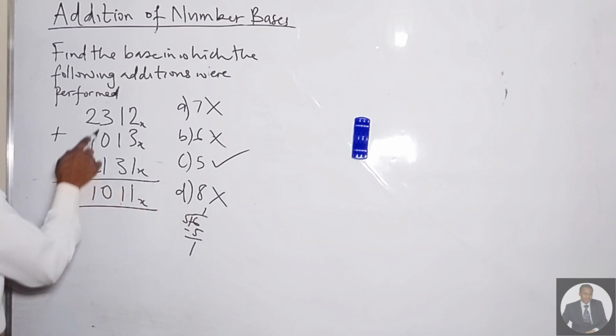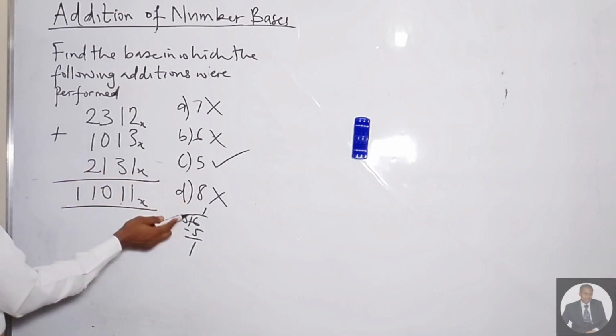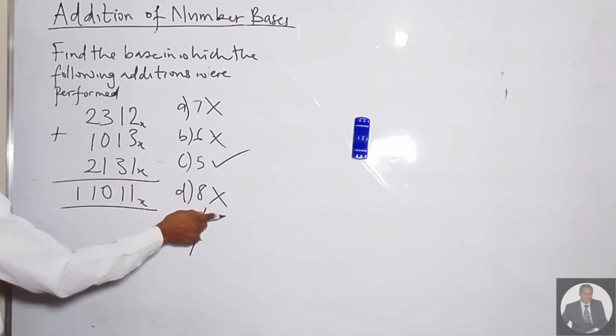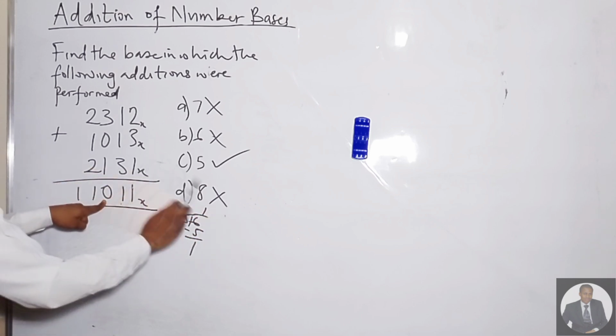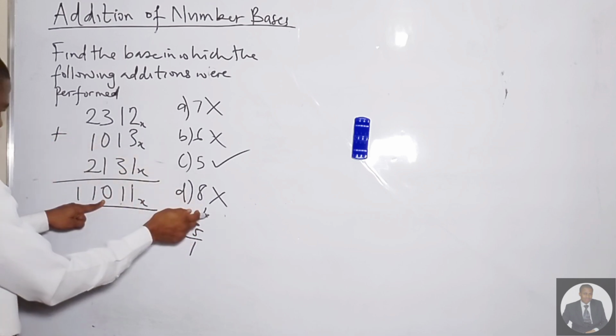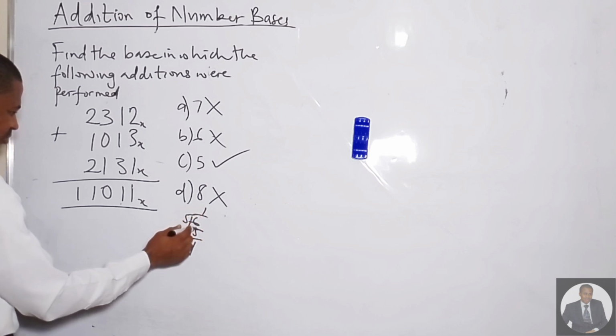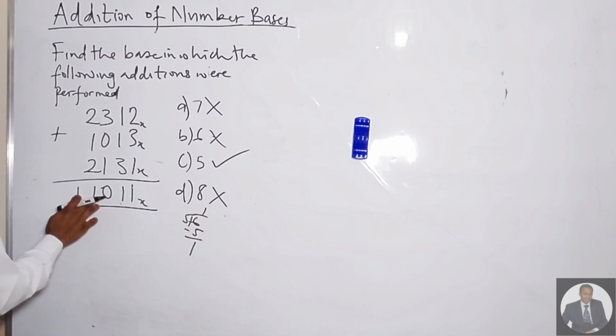It remains 1. 3 plus 1, 4. Plus this one, 5. How many 5 is in 5? 1. What remains? 0. We write 0. We carry the 1. 2 plus 2, 4 plus 1, 5. Plus this one, 6. How many 5 is in 6? 1. Remains 1. So write the remainder first and write the 1.